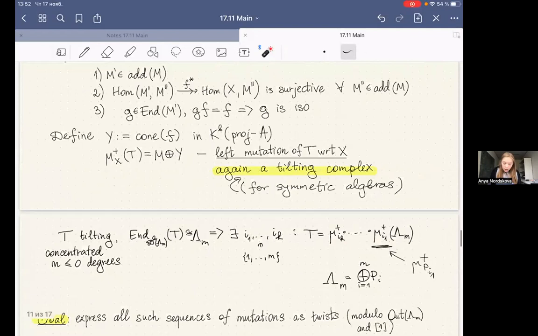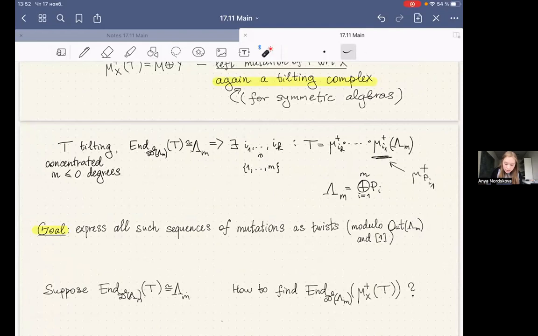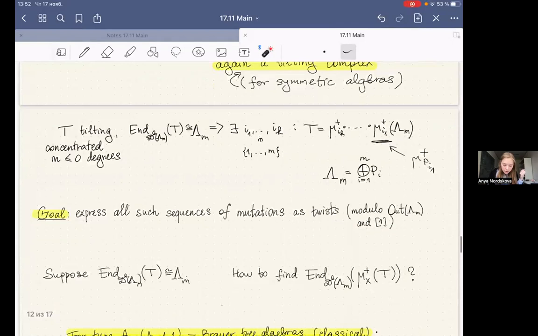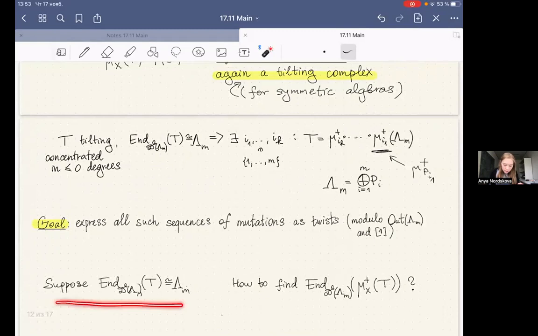Okay, so now the goal is to express all sequences of mutations like this, which give the same endomorphism algebra, as compositions of twists and modular automorphisms and shifts. But the main question is, suppose you had some tilting object with the endomorphism algebra that you know, how do you find the endomorphism algebra of your new tilting object? How do you control it?